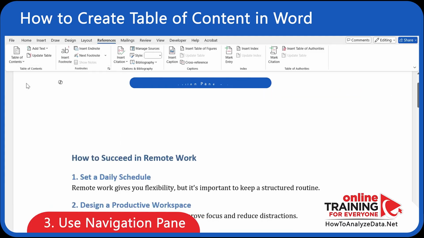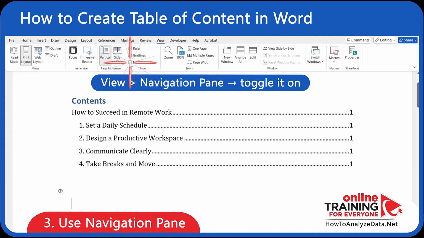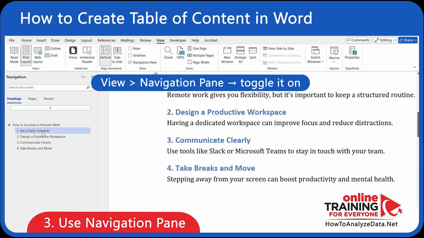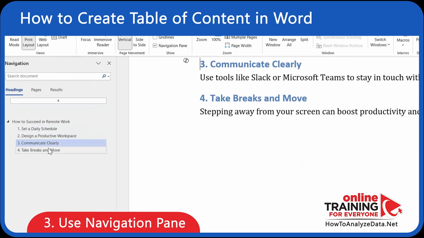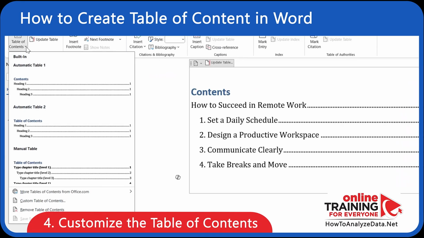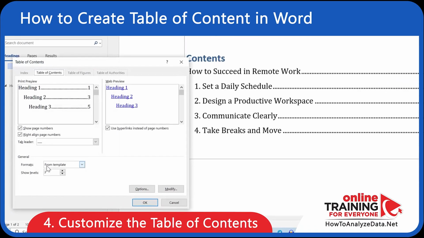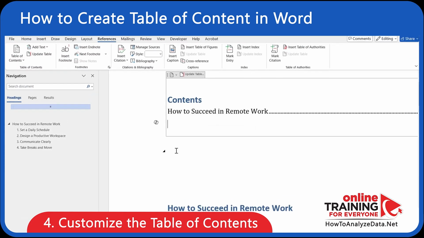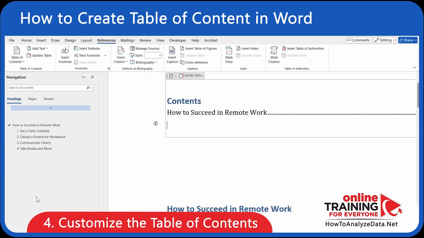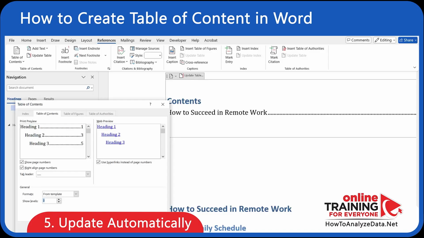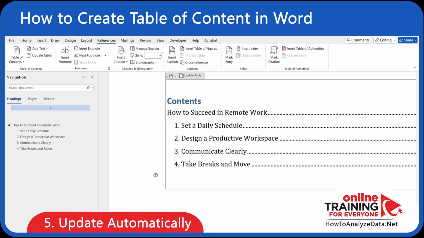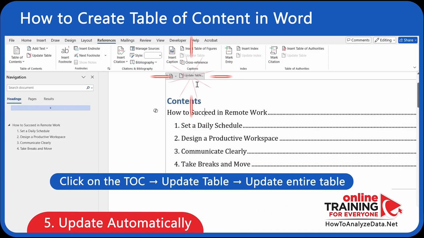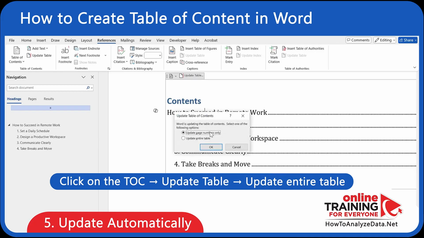The Navigation pane in Word lets you preview and jump between sections based on your headings. It's also a great way to check if everything is structured properly. You can fully customize how your table of contents looks and what levels it includes. For example, you may only want to show Heading 1 and 2, or change the font size and spacing. If you make changes, like adding new sections or moving content, you can update the table of contents in one click, so it always stays accurate.